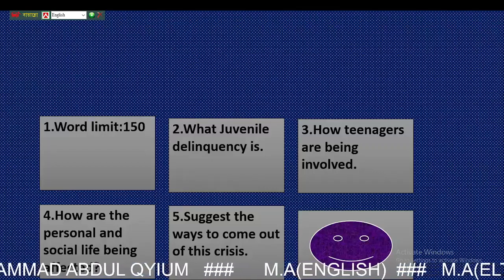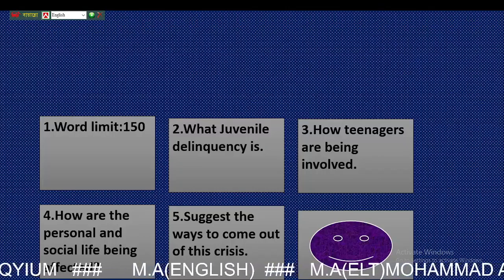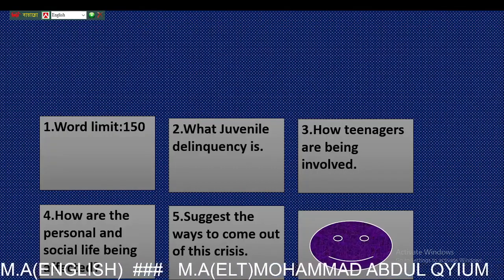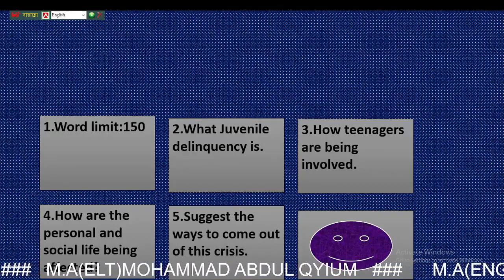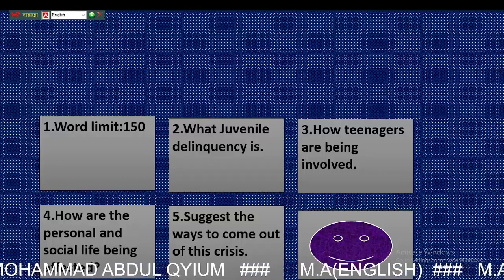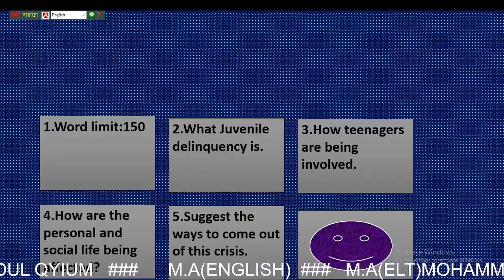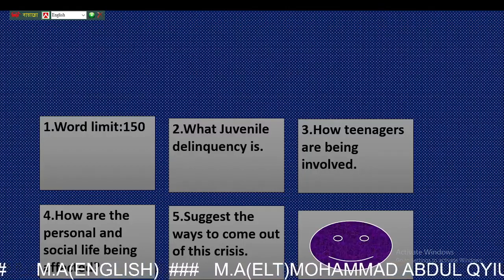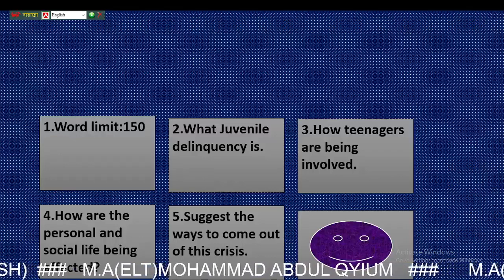Anyway, your third requirement in instruction is, the question is, how teenagers are being involved. You need to give the details of the processes, how young people, adolescents, become involved in criminal activities. For example, hijacking, robbery. You could say, for example, a wide range of processes, contexts, regions are responsible for letting the young people become involved in criminal activities.